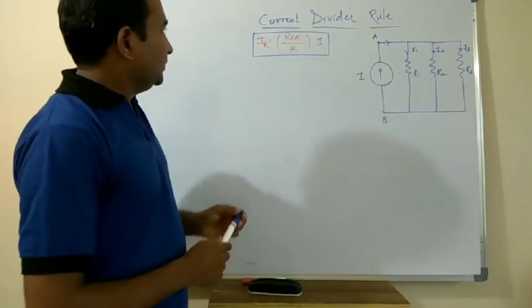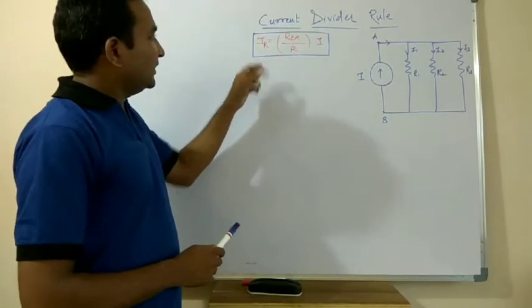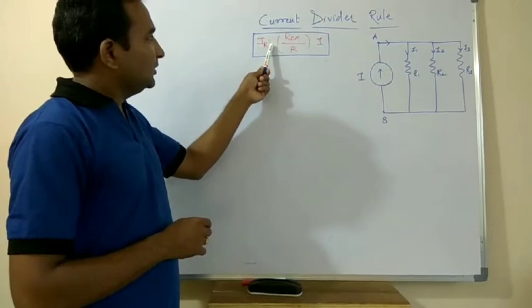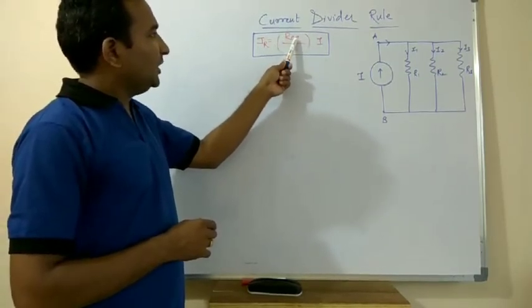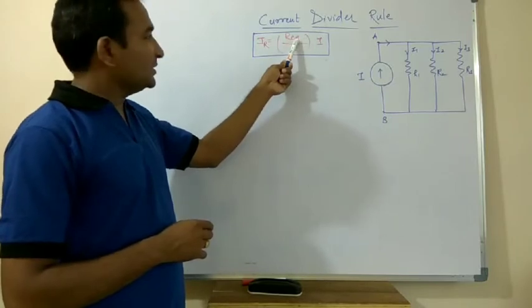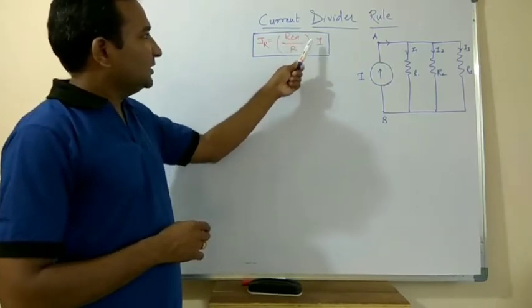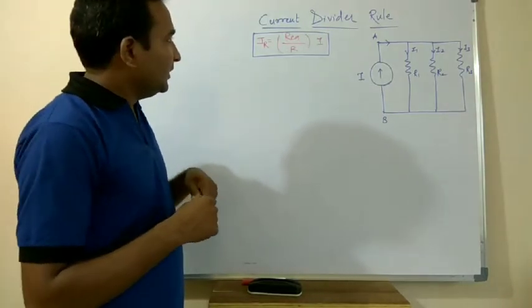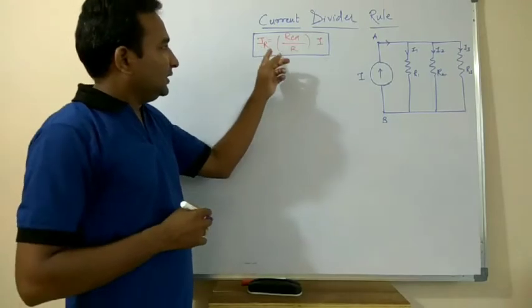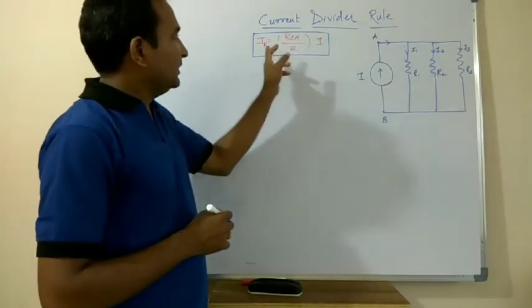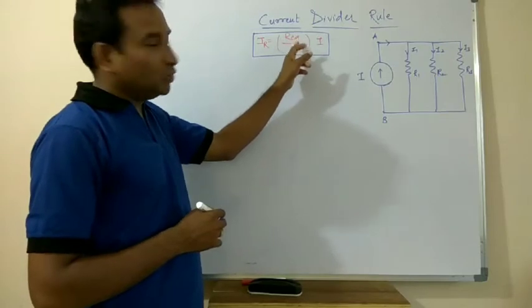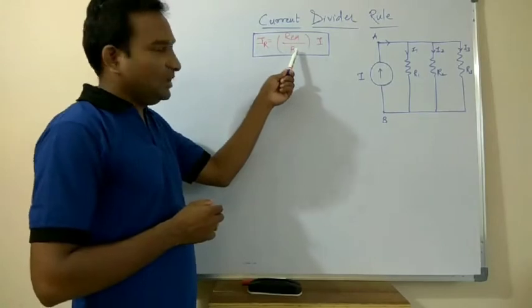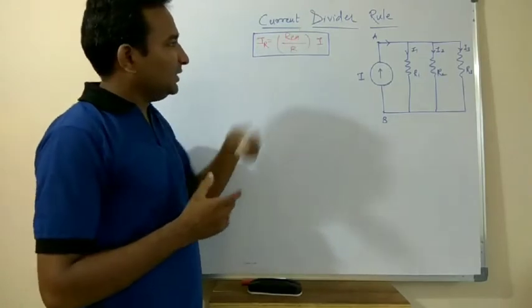The current divider rule says that the current through any resistor is equal to the ratio of the total or equivalent resistance divided by that resistance, multiplied by the total current of the circuit. That is, the current through any resistance R is given by the ratio of the equivalent resistance to that resistance, multiplied by the current.